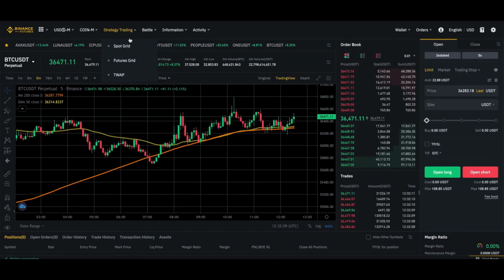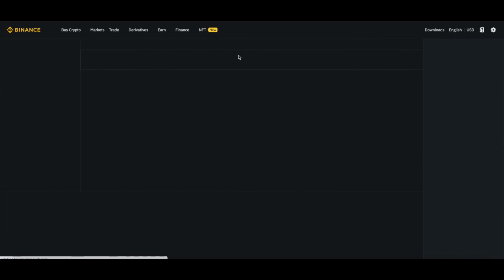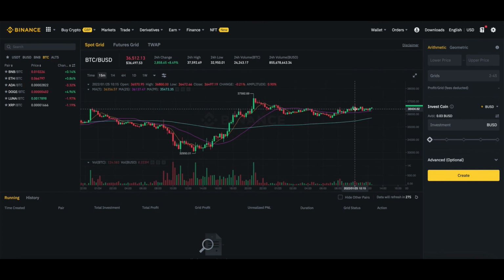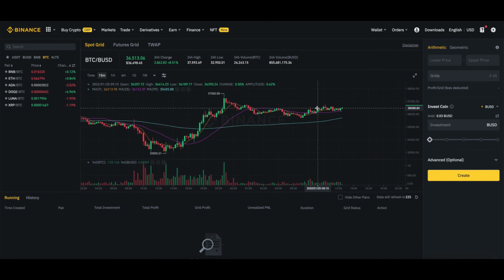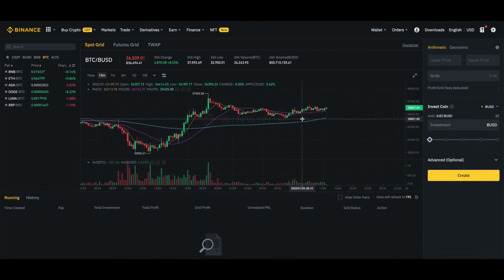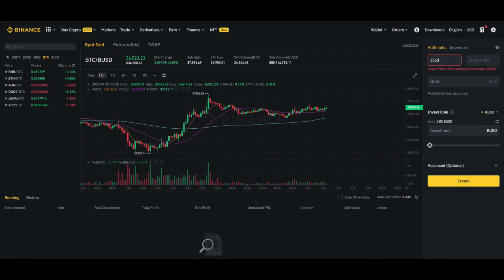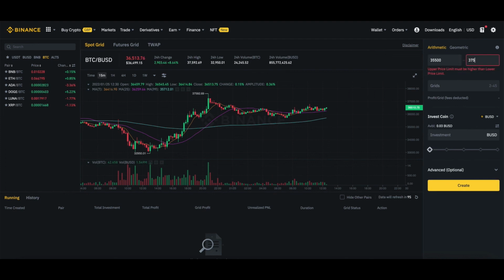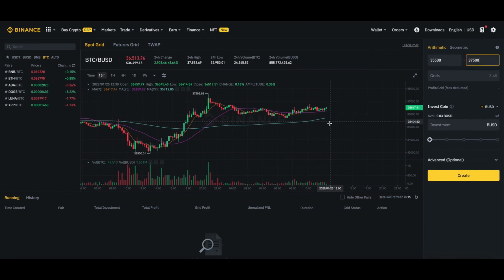Up here we've also got Spot Grid, which is basically where you can set up a little trading bot. So how a Spot Grid will work, you pick your lowest point that you want to trade, so say down here at 35,500, and then your highest point will go 37,500, and then it will basically set it up to trade in between that area for you. So as the price goes down, it will buy, then as it comes back up, it will sell.